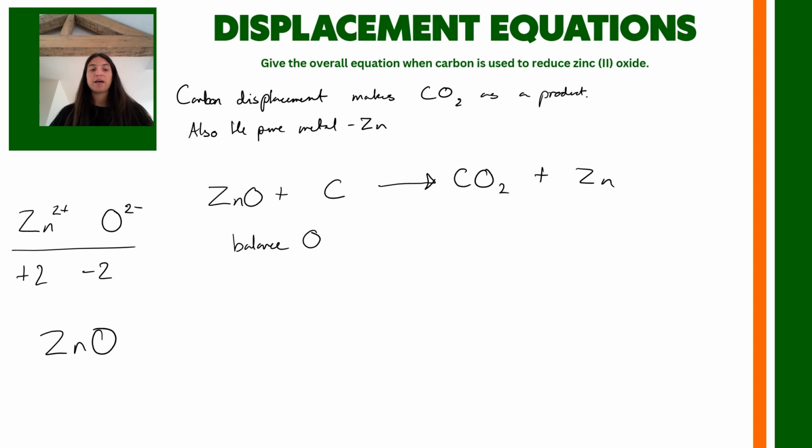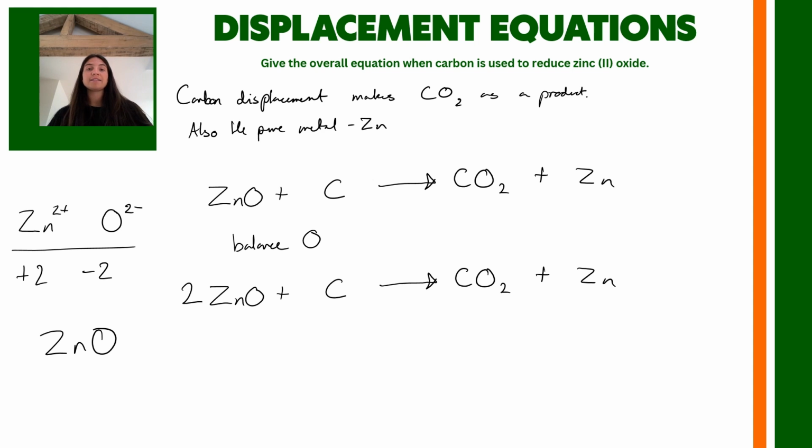balanced, so I'm not finished yet. So first I need to balance the oxygens. So on my right-hand side, there's 2 oxygens from the carbon dioxide, but on my left-hand side, there's only 1 oxygen from the zinc oxide. So put a big 2 in front of that zinc oxide. Now I've got 2 oxygens on both sides.